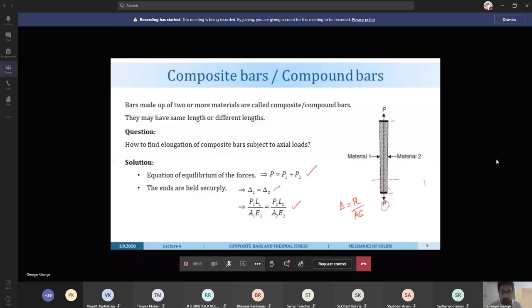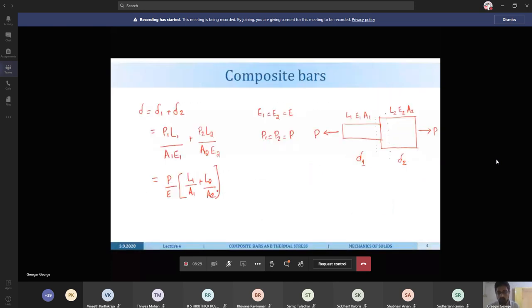So I hope you understood the difference between the two problems. In the first one, both the materials are fixed together, and the elongation is the same in both the materials. But here, one is attached to the other one. So we have to consider the elongation from the first material plus the elongation from the second material. That's how we calculate the total elongation.